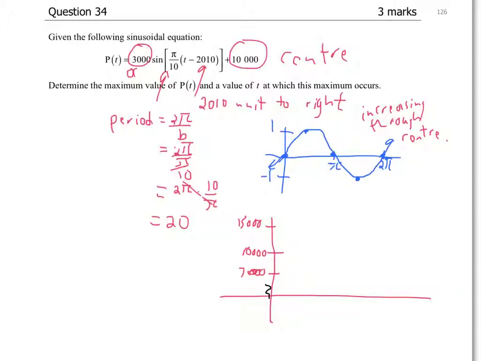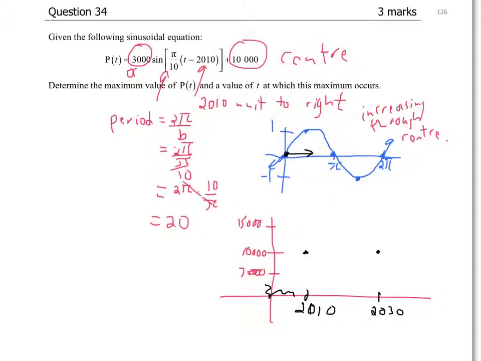The other thing is this graph is being shifted to the right. If we think about our parent function being shifted over to the right, well, it's shifted over 2,010 units, if I read what I wrote. So it's going to start at 2010. At 2010 it's at the center, so our new center is 10,000. And it goes on for a period of 20, so this is going to go to 2030. So it completes one full cycle.